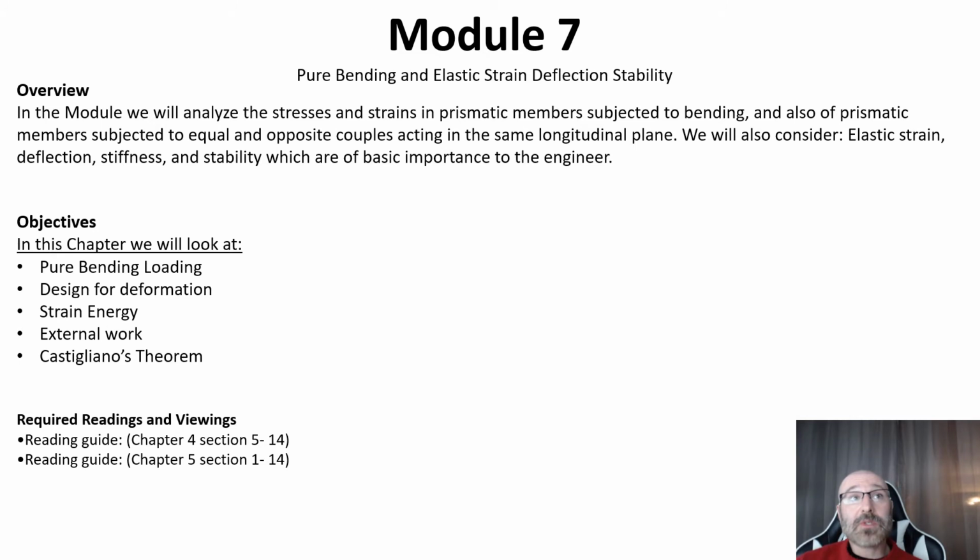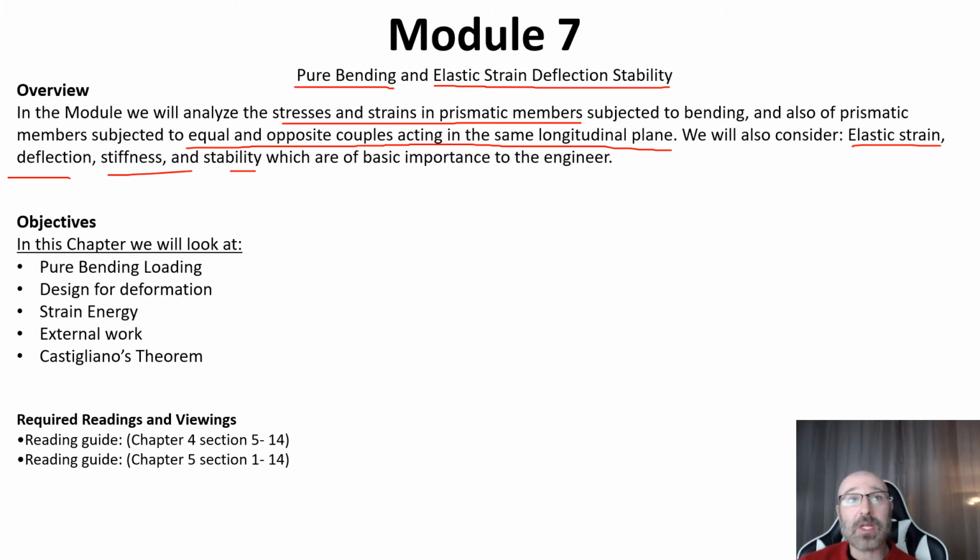So for module 7, what we're going to do for the first part of it is, again, go over pure bending, finish up chapter 4 and talk about the theory of that, relate it back to what we learned in ME 14, and then we'll move on to chapter 5 and take a look at elastic strain, deflection, stability. So in this module, we're going to analyze the stresses and strains of prismatic members subjected to bending, and also of prismatic members that are subjected to equal and opposite couples acting in the same longitudinal plane.